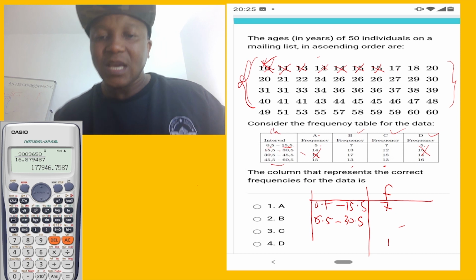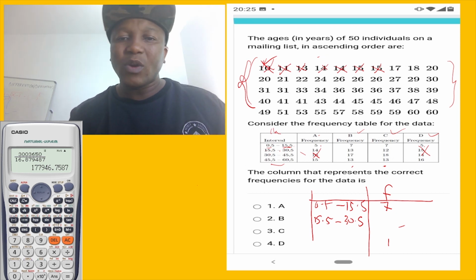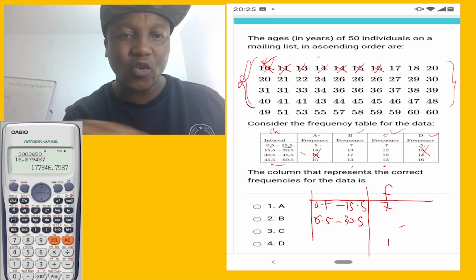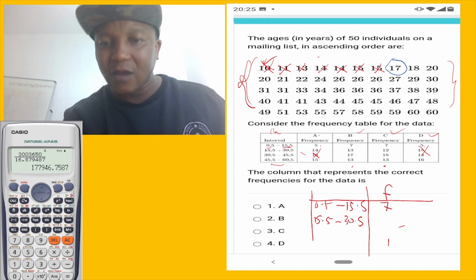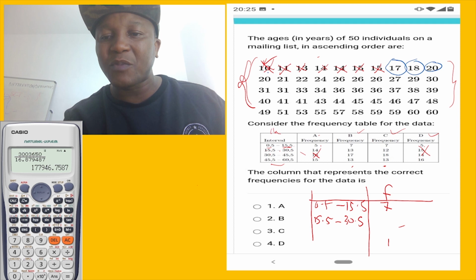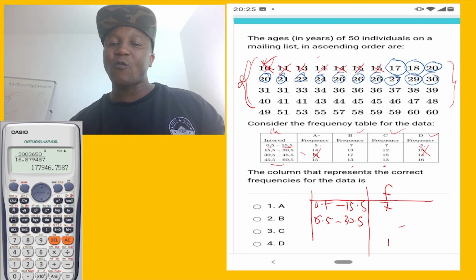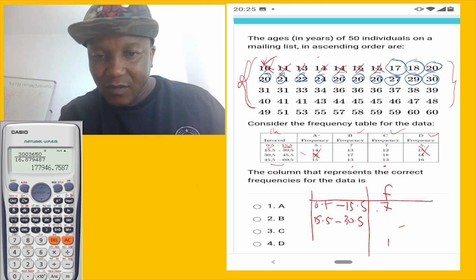So the second one is going to be from 15.5 to 30.5. This means it is going to be between 15.5 and 30.5. Let me use another pen. This one, 3, 4, 5, 6, 7, 8, 9, 10, 11, 12, 13. No, this is more than 30.5, it's 31. So it's 12. Okay?